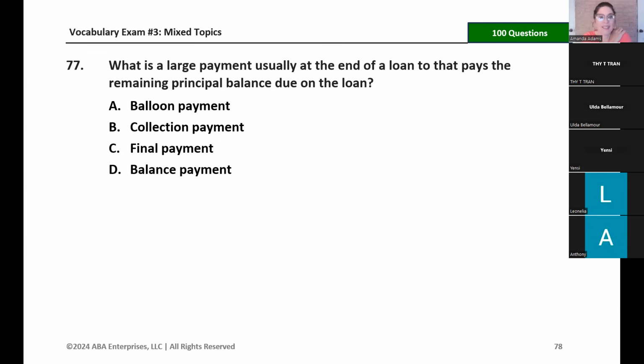Number 77. What is a large payment at the end of a loan that pays the remaining principal balance due on the loan? What's that big large payment at the end usually called? That's a balloon payment. And we normally see those at the end of non-amortized and partially amortized loans.